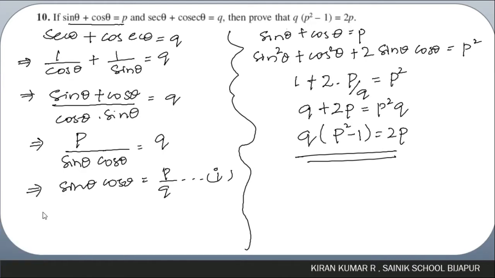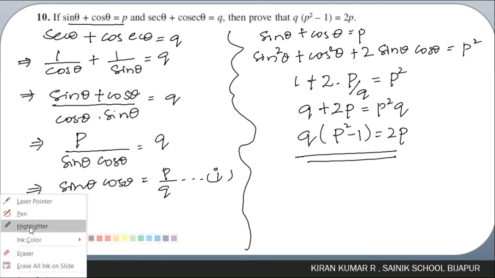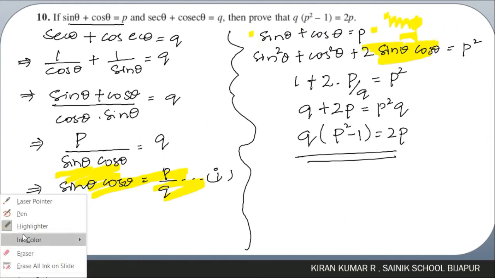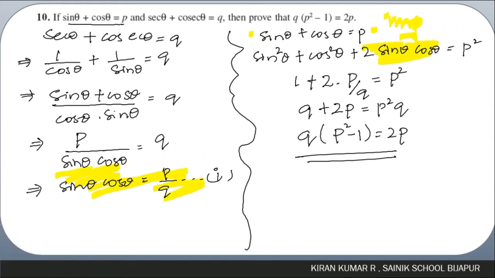Where is the trick used? We have used this particular concept here. This is the basic thing. You need to square this on both the sides. So this step is an important step. Right. Let's move on to the next question.